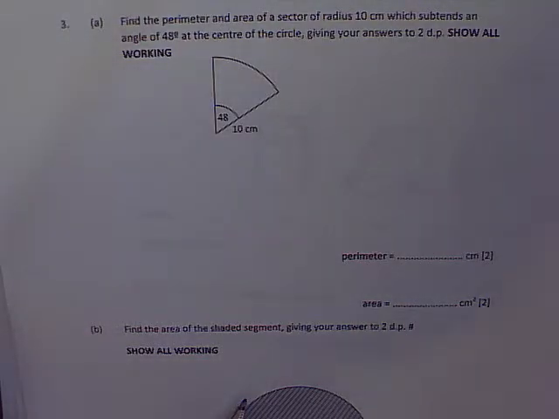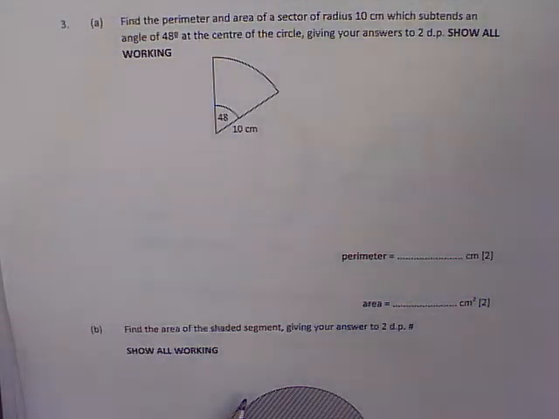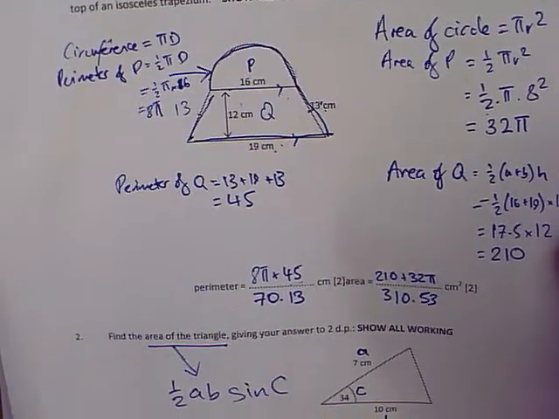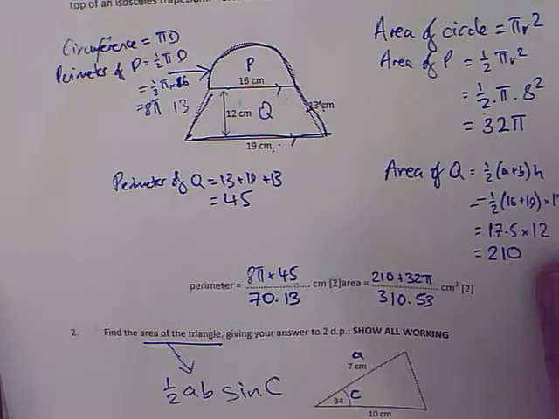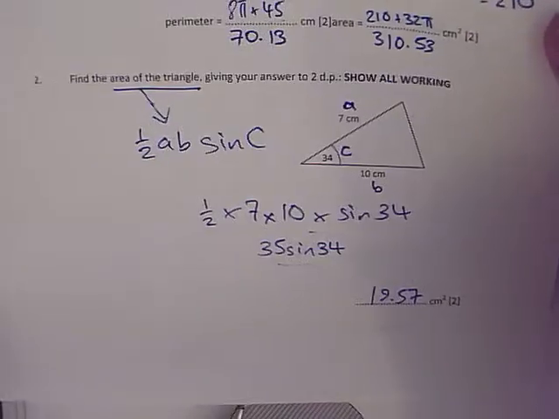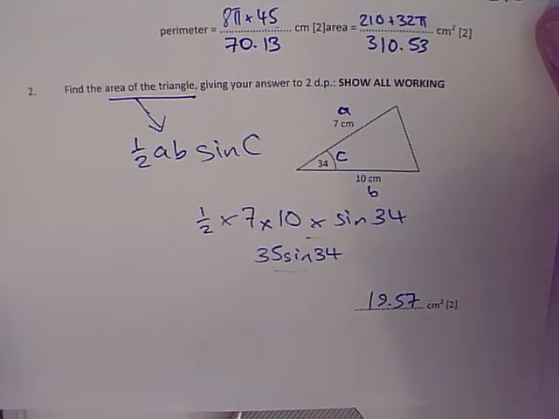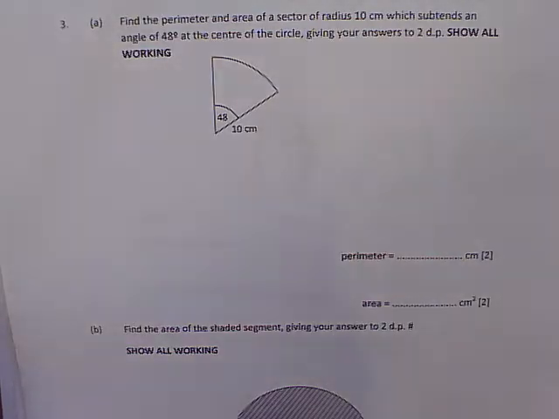Right, page 2. Before we go on, just because I know some of you will want to know the exact answers to question 1, here they are. 8 pi plus 45 is 70.13, 210 plus 32 pi is 310.53, and 35 sine 34 wasn't 19.57, it's to 2 decimal places. Right, let's move on.